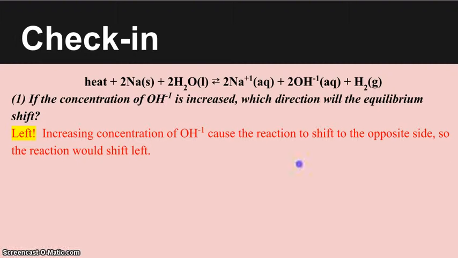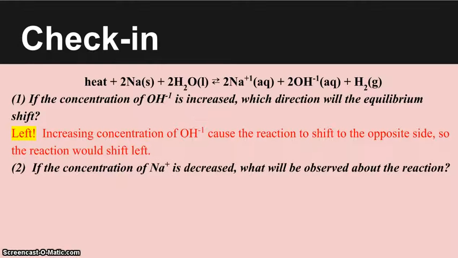Okay, question number 2. If the concentration of Na plus is decreased, what will be observed about the reaction? So Na plus is on the right side. So if I decrease its concentration, we're going to see the reaction shift to that side of the reaction. So it's going to shift to the right. So if it shifts to the right, that means we're going to use up some of these reactants and we're going to make some more of these products because it's shifting in that direction.